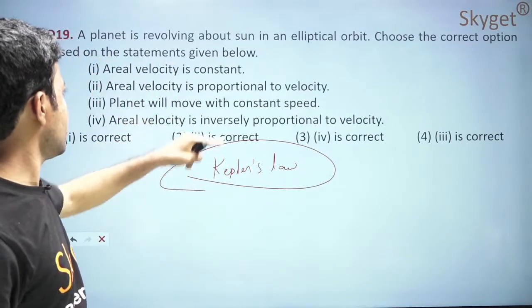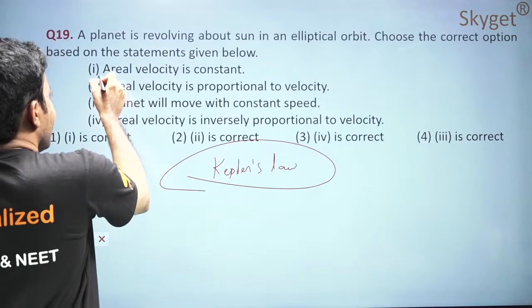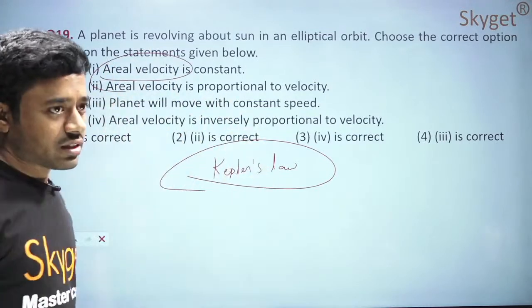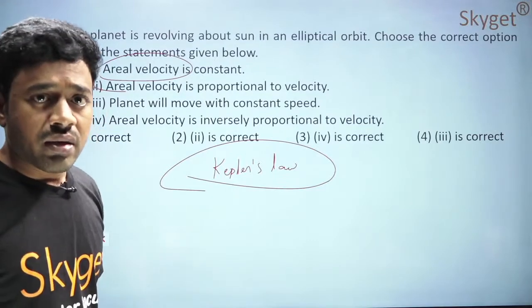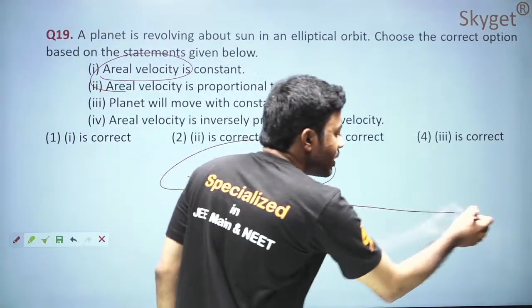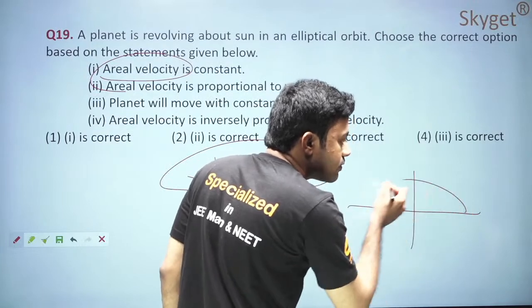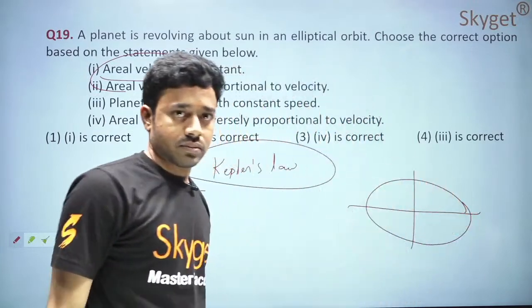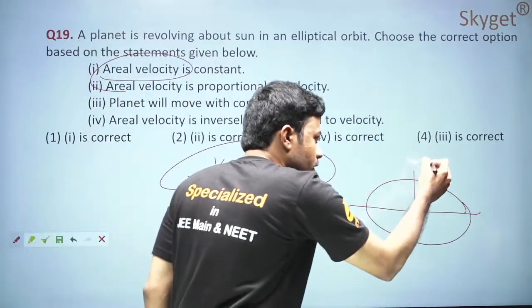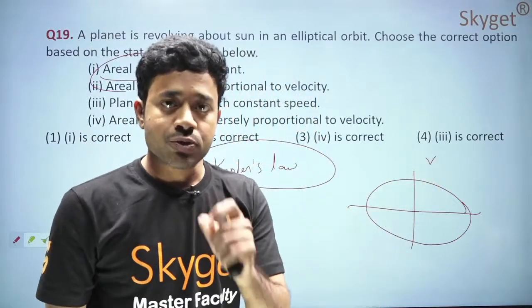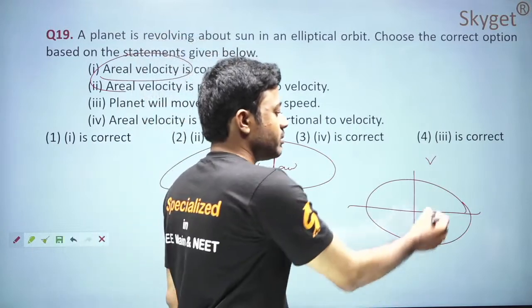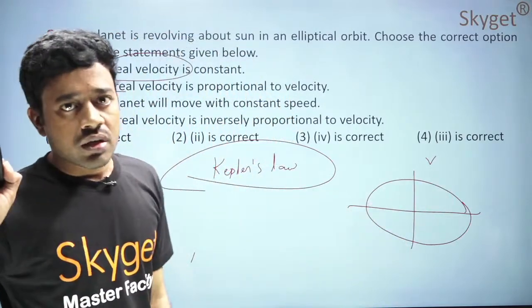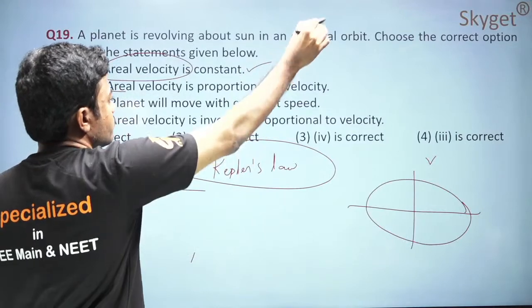The first statement says the areal velocity is constant. Obviously from Kepler's laws, the areal velocity is constant because the planet sweeps equal areas in equal intervals of time, that is, the areal velocity is constant. So statement 1 is true.